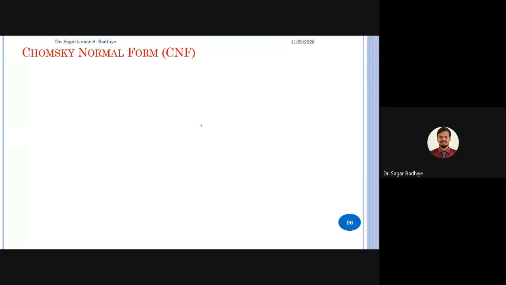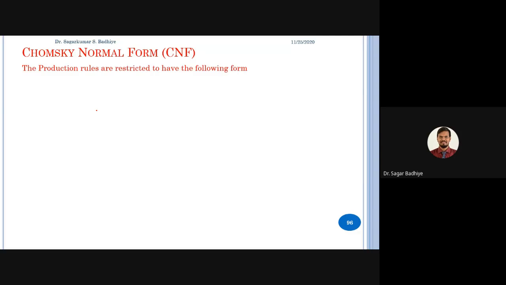Then suppose a context-free grammar is given to you and it is not in CNF or GNF, then there must be some procedure to convert it to either CNF or GNF, right? So for that purpose, we'll see how we can convert a context-free grammar to either CNF or GNF. First, we'll see how we can convert it to CNF, and in the next class, we'll see how we can convert a context-free grammar to GNF.